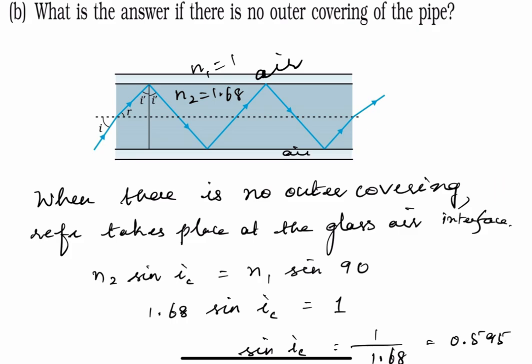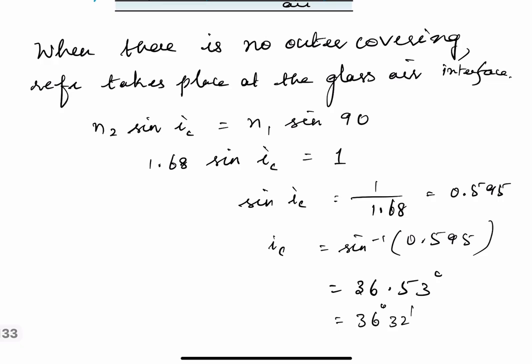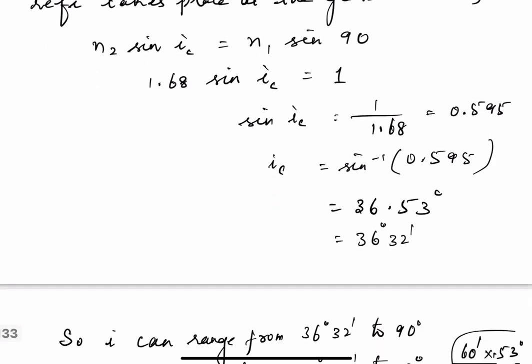So let us apply this Snell's law with the angle of incidence to be critical angle in this interface. Here it is the core, outside it is air. So let this be critical angle for which refraction will be 90 degree. So N2, this medium, into sine of critical angle is equal to N1 outside air into sine 90. So when we substitute this value, N2 is 1.68, sine IC, N1 is air which is 1, sine 90 is 1. And from here sine IC is 1 by 1.68, whose value is this, and critical angle is sine inverse of this value, which comes to be 36.53 degree.